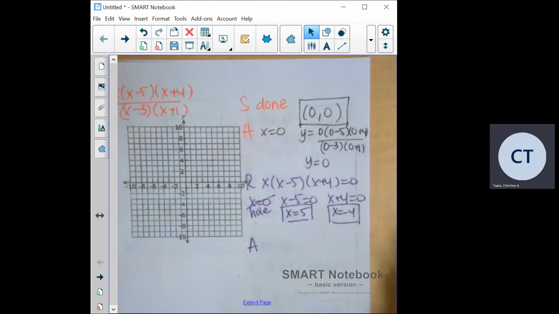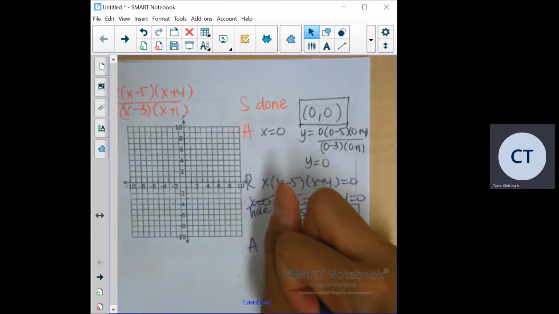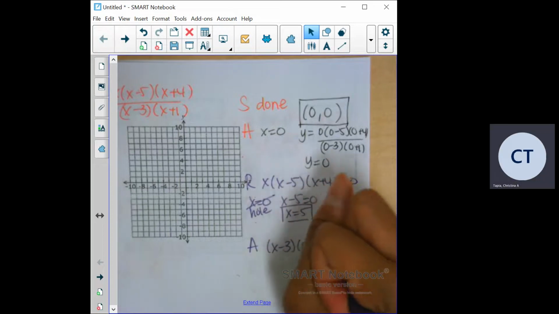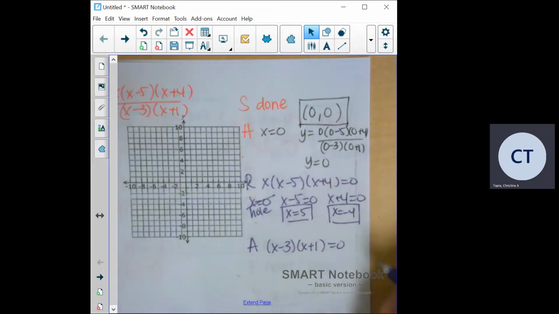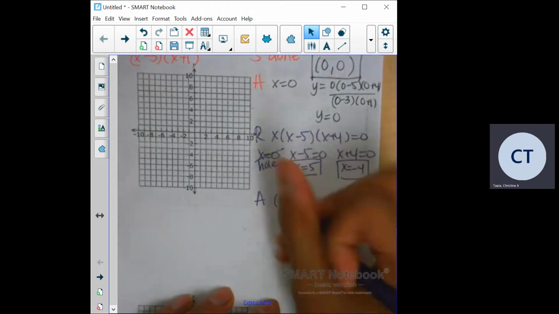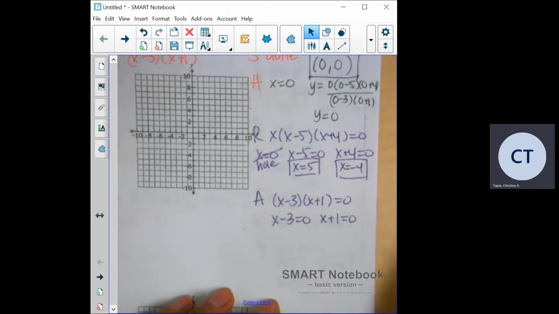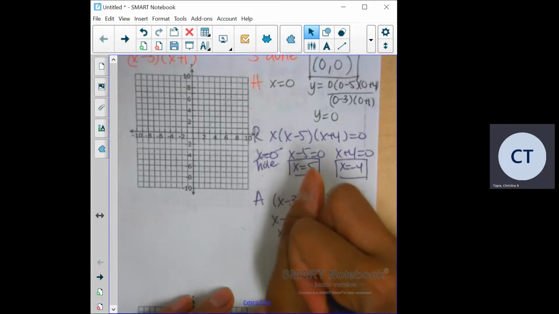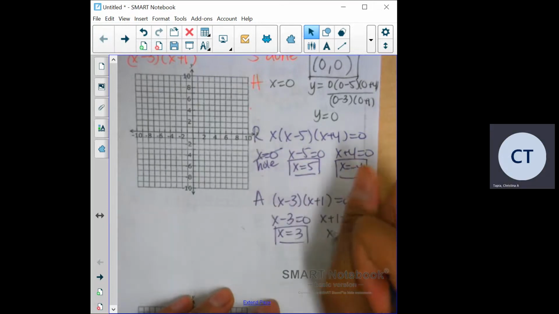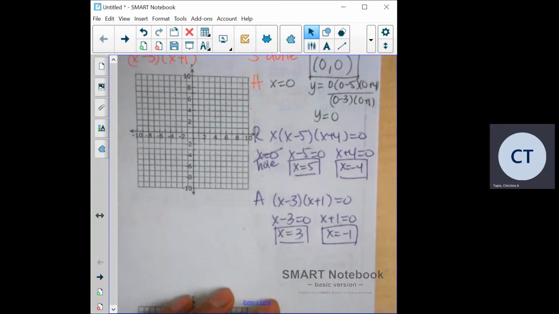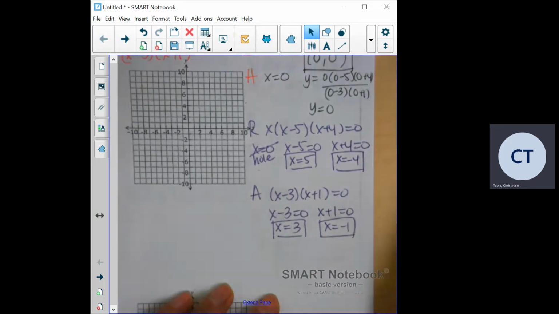For the A, for SHRATEY, I now need to take my denominator, set it equal to 0, and solve. So we're going to make x minus 3 equal to 0 and x plus 1 equal to 0. So we're going to have x equals 3 and x equals negative 1. Remember, guys, this is my third time teaching this today, so if I'm moving too fast, please tell me.